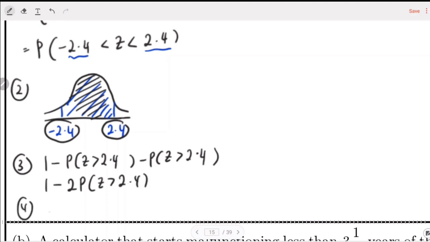Then the last step, take a look at the standard normal table for Z greater than 2.4, which will give us the value of 0.0082. Calculate, we're going to get 0.9836.